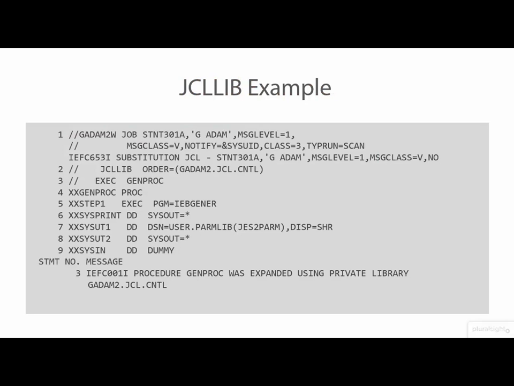Here's an example of using the JCLLIB. And in this case here, you can see the JOB statement that we have. Then you can see statement 2 is the JCLLIB statement, and the ORDER indicating that we are going to search a library called GATOM2.JCL.CONTROL. And then we execute this proc called GENPROC. And you can see again the X's indicate the expansion of that particular proc, and down at the bottom you can even see the message indicating that GENPROC was expanded using that particular library. So we get a status returned indicating the library that was used to resolve that proc that we invoked.